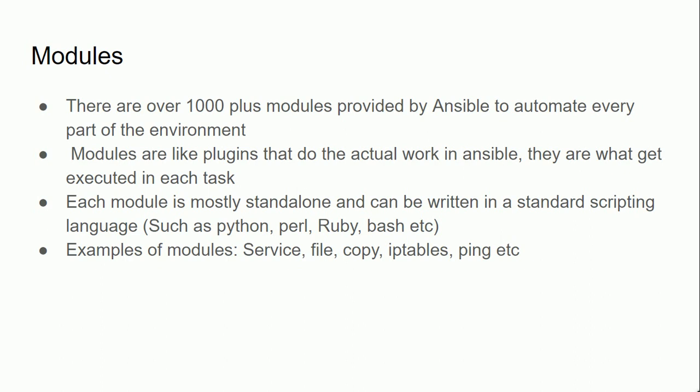Then modules. There are 1000+ modules provided by Ansible to automate every part of the environment. It is not like we can perform just a few things in Ansible. There are numerous modules available with Ansible, so we can perform all the tasks using them. Modules are similar to plugins that do the actual work in Ansible, and they are what is executed in each task. Each module is mostly standalone and can be written in a standard scripting language such as Python, Perl, Ruby, Bash, etc.